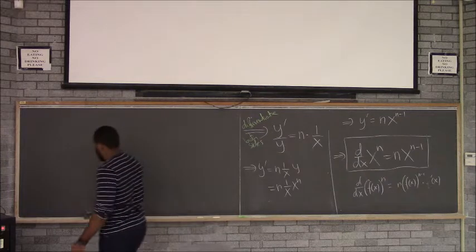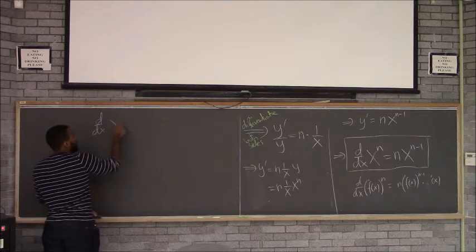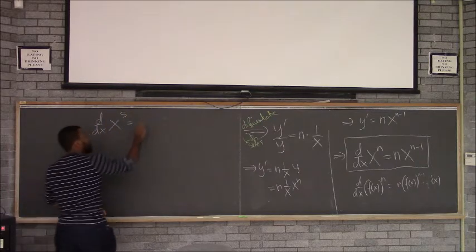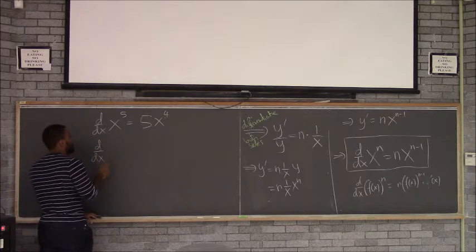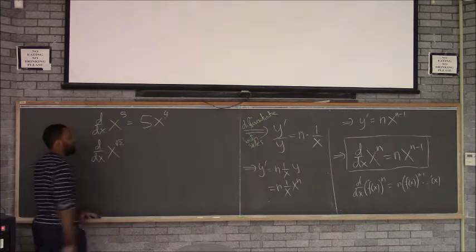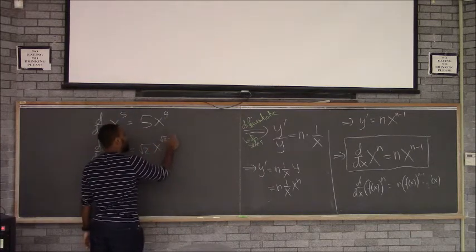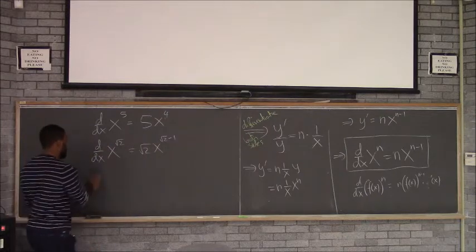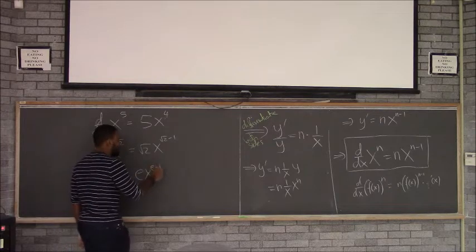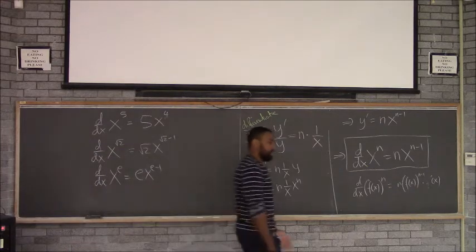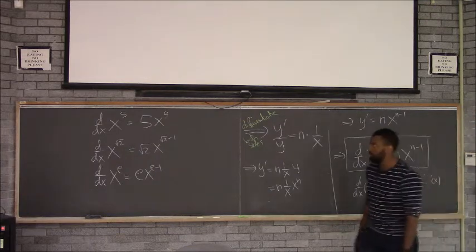It tells us how to differentiate x raised to a power, and it will work for any power. So if I have x to the 5th, this is going to be 5x to the 4th. If I have the derivative of x to the square root of 2, what does that even mean? It doesn't matter, I know how to find the slope. That's the slope of that thing. The derivative of x to the e is e times x to the e minus 1. The derivative of x to any constant is the constant times x to that constant minus 1. This is called the power rule.